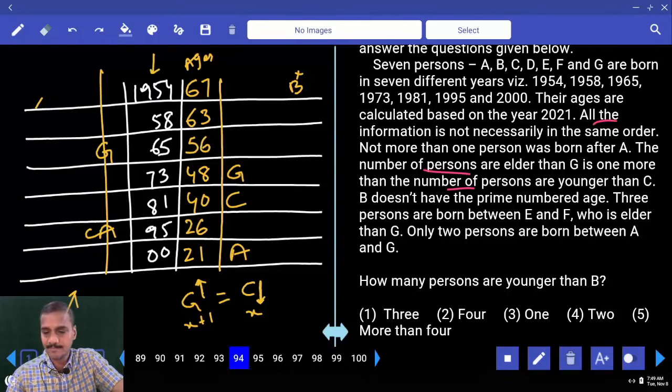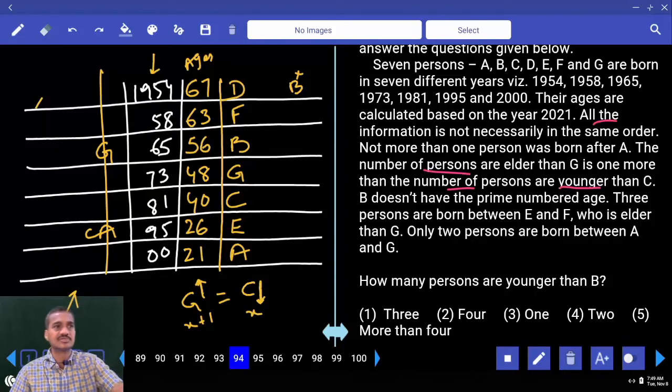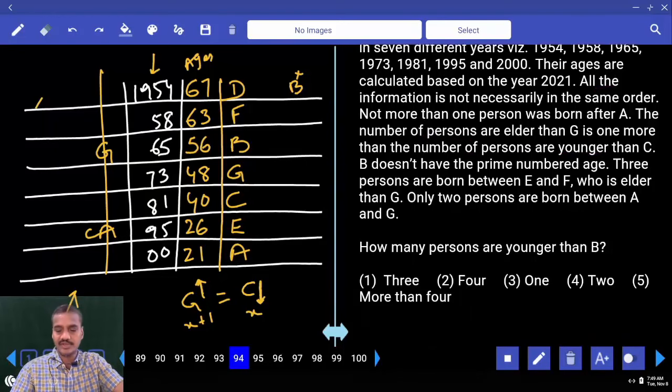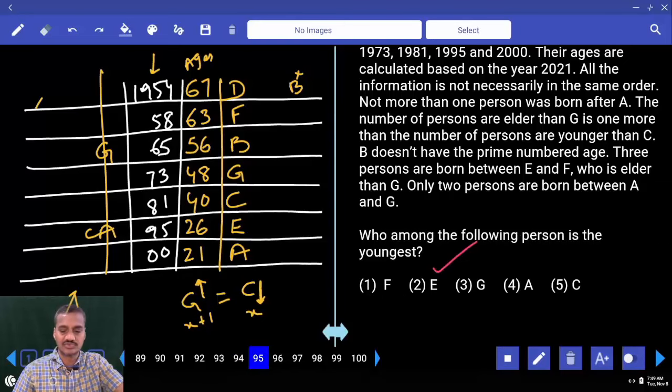And next one. Younger than C, and B does not have 3 persons between E and F. F is elder than G. Between E and F there must be exactly 3 persons. If E is here, 1, 2, 3, F is here. And B cannot be here, B is here. If B is here, who is the person left over? D is the person left over. Then how many persons are younger than B? There are 4 persons younger than B, choice 2.